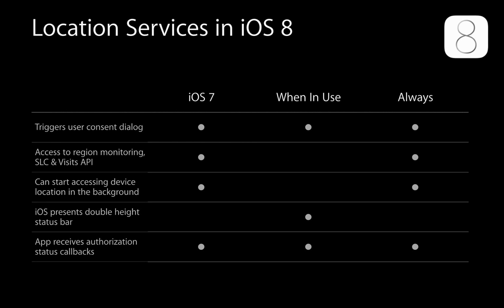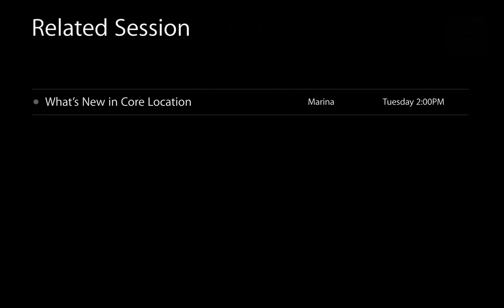So we've talked a lot about location and the changes to location and what's new. Here are the important takeaway points. There are two new modes in iOS 8 versus iOS 7, and there are two new info plist keys that you'll have to implement. While there are a bunch of implications to which modes you use, you should check out what's right for your application by going to see What's New in Core Location that was presented on Tuesday of this week.